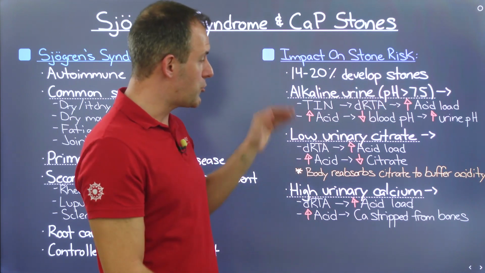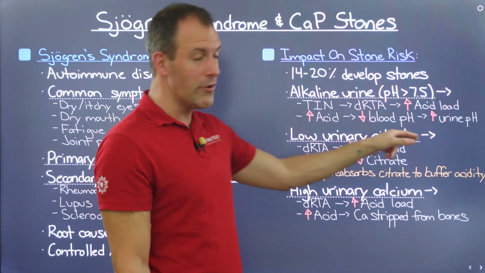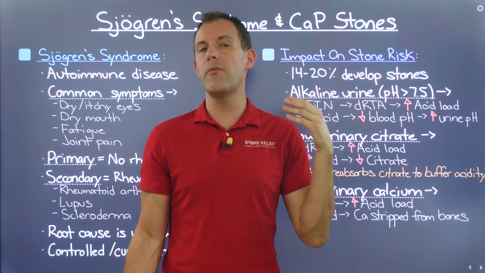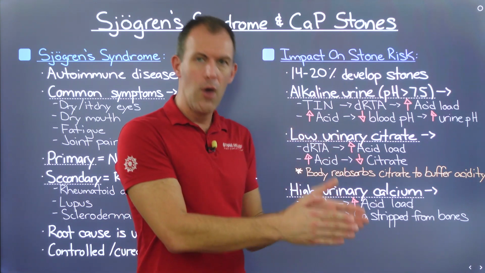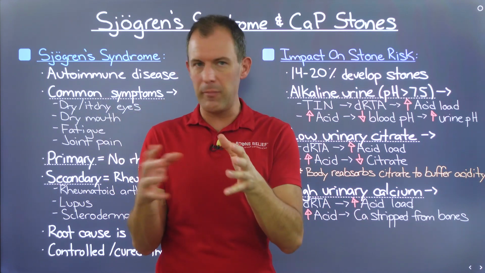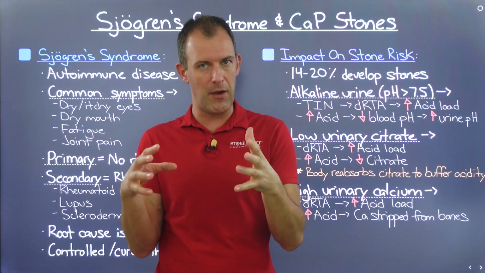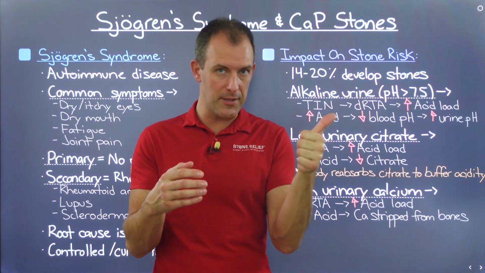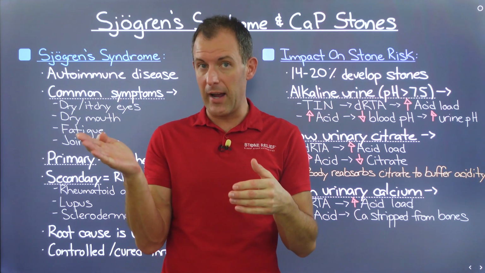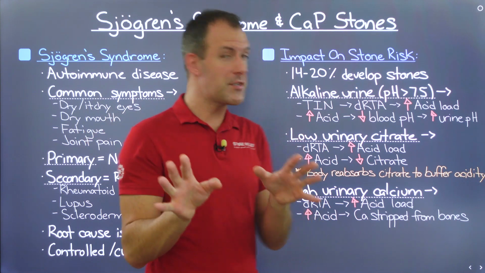Now, additionally, Sjogren syndrome can cause low urinary citrate, and citrate performs a protective role when it comes to calcium stones, because citrate will bind with free calcium, meaning calcium that's not bound to something else in the body, and take away its ability to bind with things like oxalate, or in this case, phosphate ions in your kidney. So this is a problem.